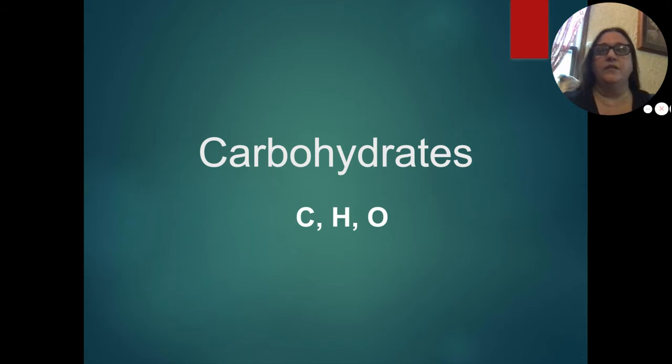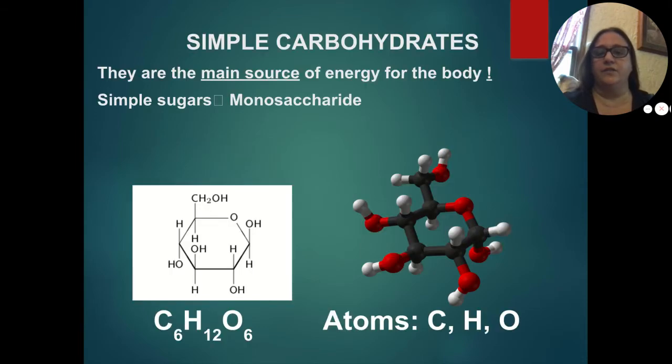Those consist mostly of carbon, hydrogen, and oxygen. They are our main source of energy for our body. These are the simple sugars, like monosaccharides, mono meaning one, saccharide is sugar, like glucose, galactose, fructose. Okay. And again, they contain carbon, hydrogen, and oxygen. Glucose is C6H12O6, and you'll notice it's in a ratio of 1 carbon to 2 hydrogens to 1 oxygen.